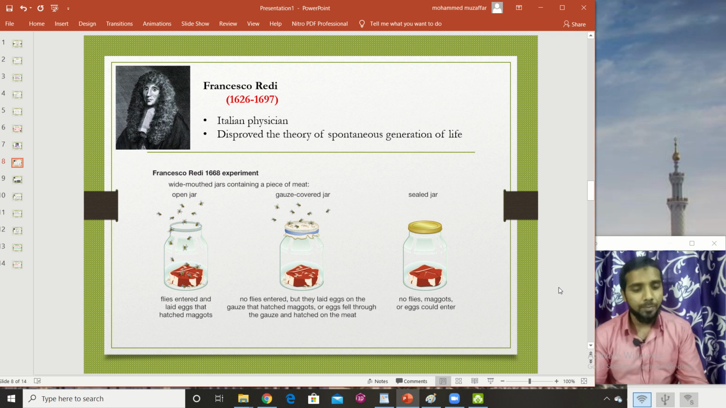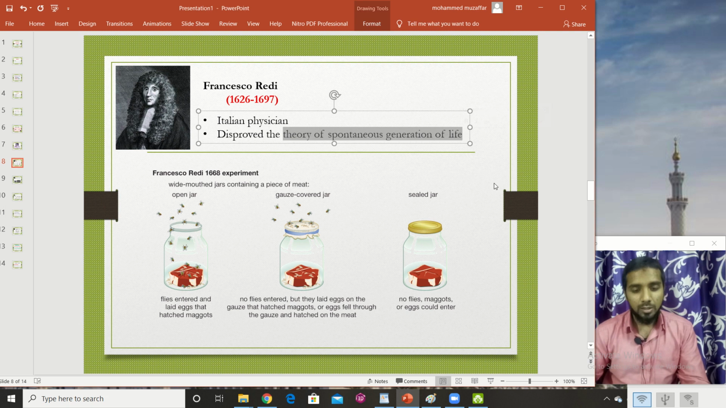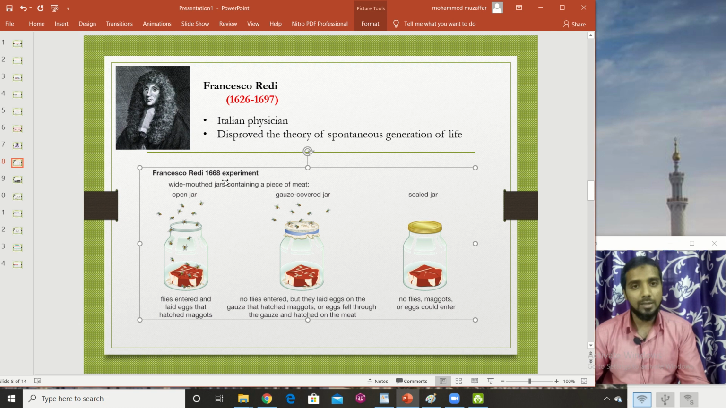In the beginning, people used to think that organisms will come into existence just by themselves, like there is no source for the organism to come. It just comes, just like that. It was believed earlier, but Francisco Redi was the first one to disprove that theory. He was the first one to disprove the theory of spontaneous generation of life. For this, he performed an experiment in 1668, that is in the 17th century.